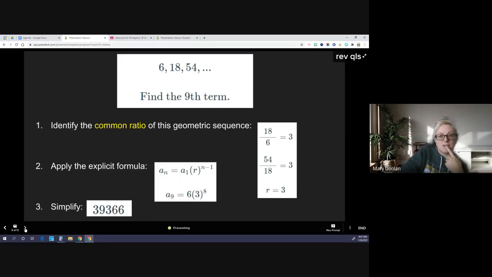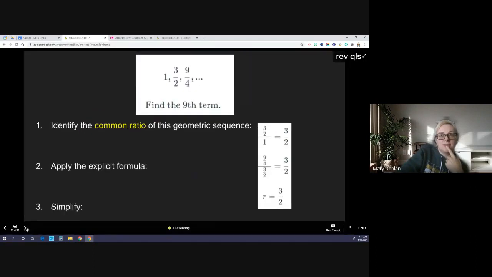We're going to do one more like this. Okay, so here we go. This time our sequence of numbers, we start with 1. So a sub 1, the first term, is 1. A sub 2 is 3/2. A sub 3 is 9/4. And this pattern is going on forever. And so what we want to do is find the ninth term not by multiplying out, you know, 6 more times here. We are going to find the common ratio first.